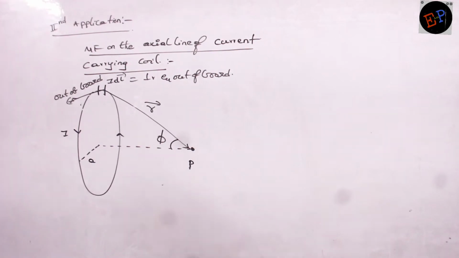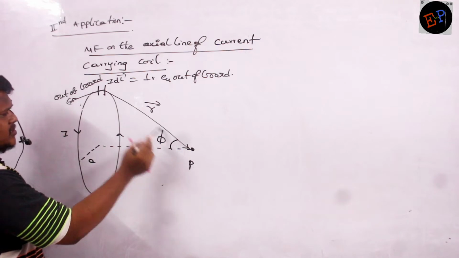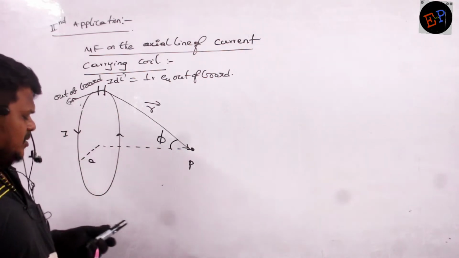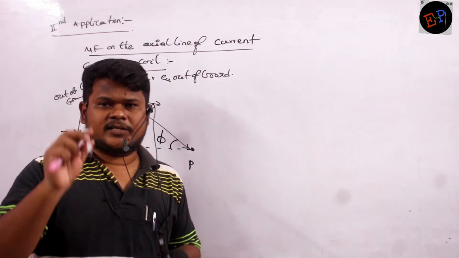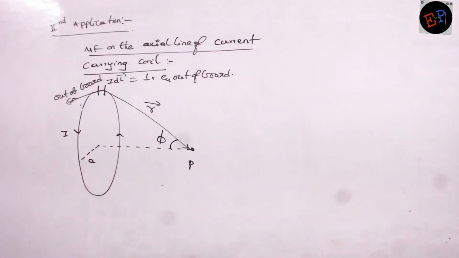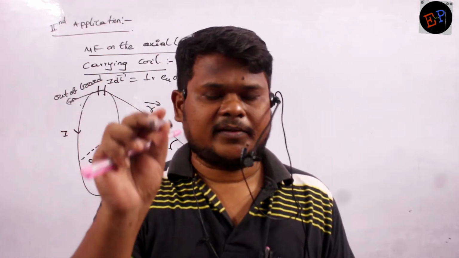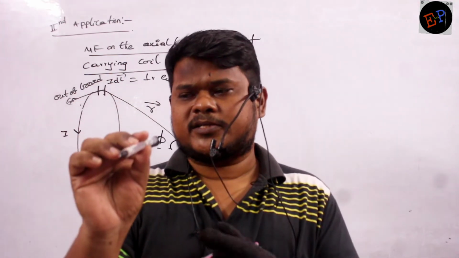See. Now I want the angle between the current element and R dash. This is what I want to know. I dl dash is in which direction? Perpendicular and out of the board. This is the direction of I dl dash. Clear? Where is my point P?